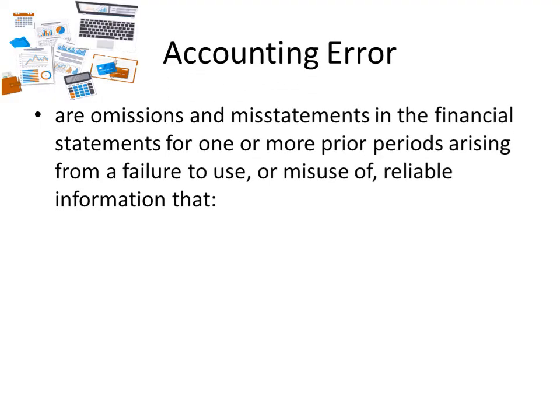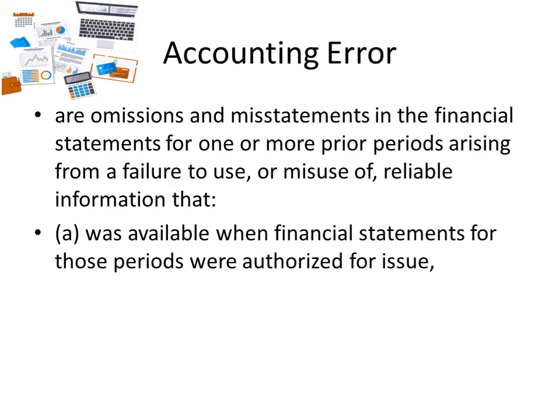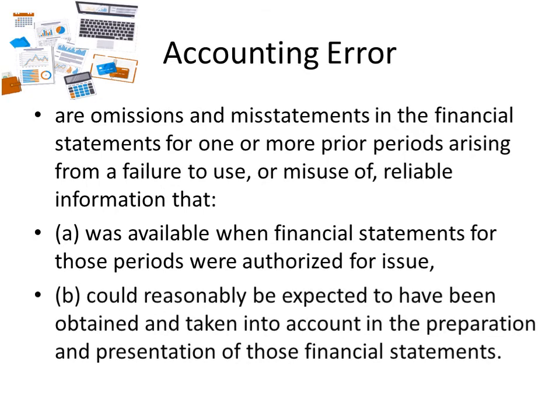So accounting errors, also known as prior period errors, are omissions and misstatements in the financial statements for one or more prior periods arising from a failure to use, or misuse of, reliable information. Normally this is when the information was available when the financial statements for those periods were authorized for issue, or could reasonably be expected to have been obtained and taken into account in the preparation and presentation of the financial statements.